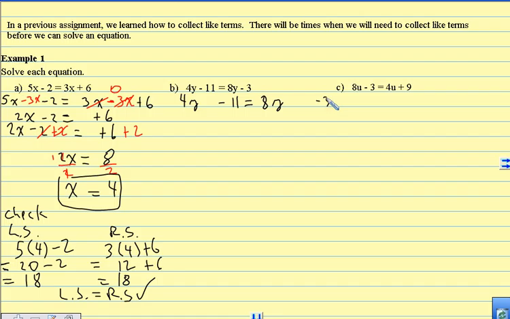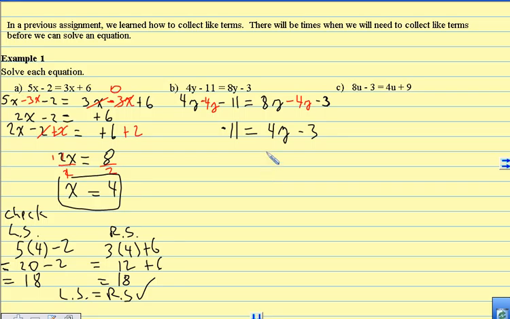Now, if I'm going to bring the 4y to the other side, I have to get rid of it here, so I have to subtract 4y here, because 4y minus 4y will cancel out. But if I subtract 4y here, I have to subtract 4y on the right side as well, to keep it balanced. So 4y minus 4y is 0, and all I'm left with on the left side is minus 11 equals 8y minus 4y, which is 4y, and then minus 3.